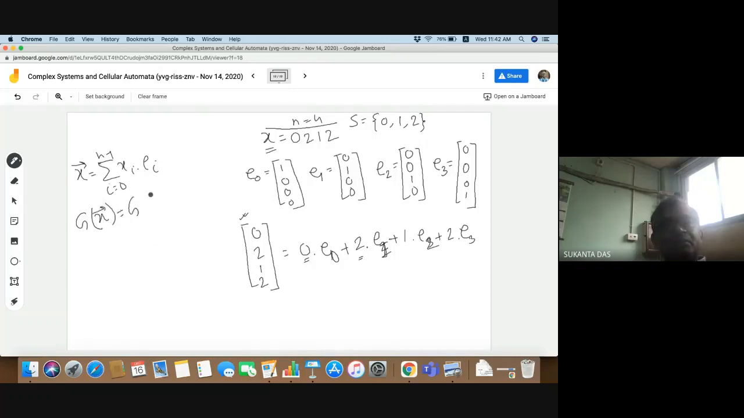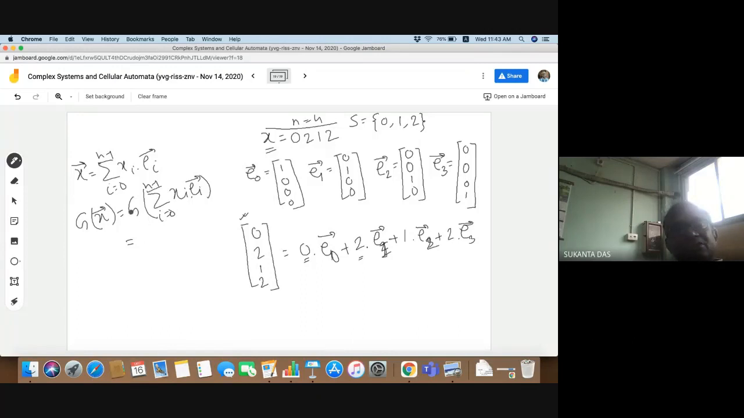What will happen? It will be g of the summation of i equal to 0 to n minus 1 of xi dot ei. Oh, the ei are vectors. Okay, so I'm missing the vector symbols here. Sorry. Yeah, these are vectors. It's important. So this is equal to what I get here.